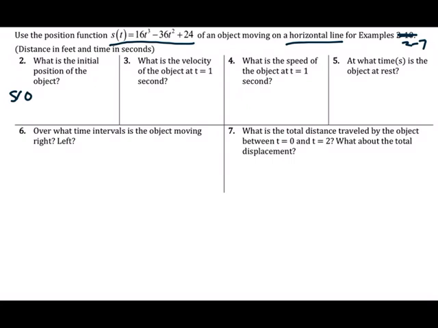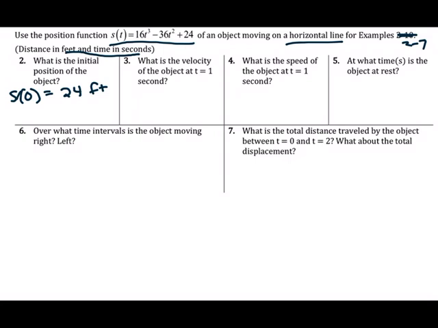Well, the initial position is what we get when we plug 0 into the position function, which is 0 minus 0 plus 24, so it is 24, and we don't want to forget our units, feet, and seconds. So the initial position is 24. It starts at spot 24 feet.